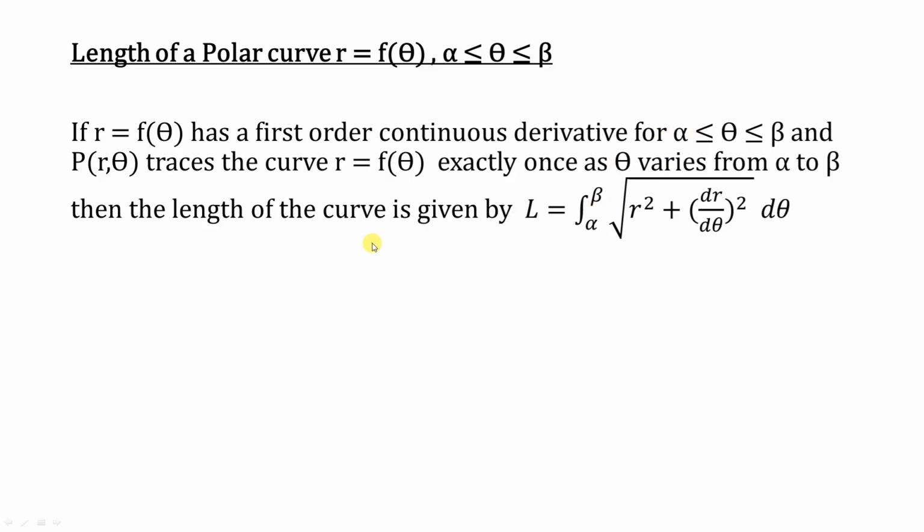Then the length of this polar curve is given by this formula. L is equal to the integral from alpha to beta of the square root of r squared plus (dr by d theta) whole squared, d theta. Let's take up some examples to illustrate how to find the length of a given curve.